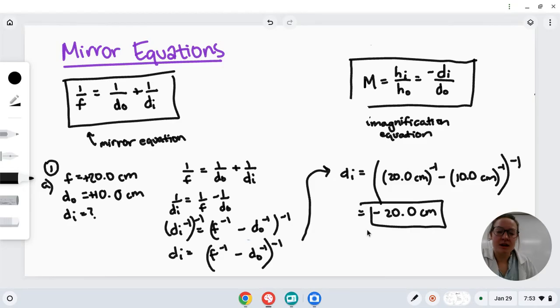Here's what you should say. You should say, this negative sign here tells me that that image is going to be a virtual image. It's made up of virtual light rays. And then you should say, no, it doesn't really tell me anything about whether it's upright or inverted. I just know that it's a virtual image. Okay, that's part A. Let's try part B.